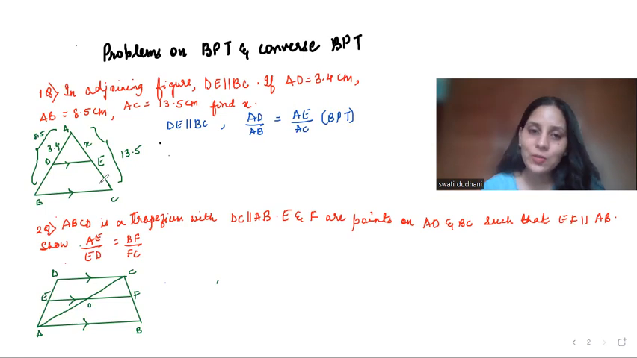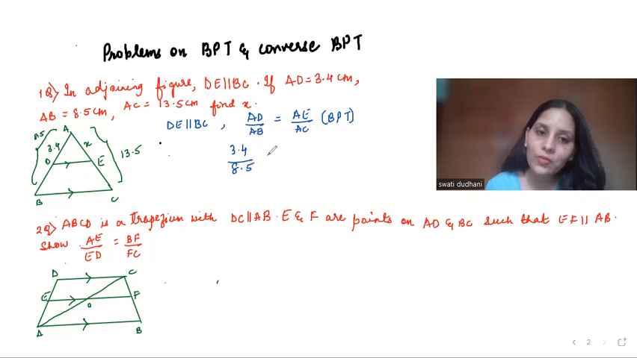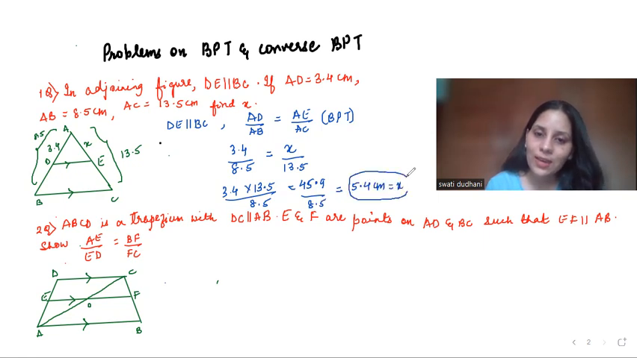We will just input the values that we have. So AD is 3.4, AB is 8.5, equal to AE that we need to find, that is X, and AC is 13.5. All right, so we will transpose. So 3.4 into 13.5 by 8.5. 3.4 into 13.5 is 45.9, by 8.5, which is 5.4 centimeter, equal to X. It was a very direct question, but you generally have it for 2 marks in your board exam.